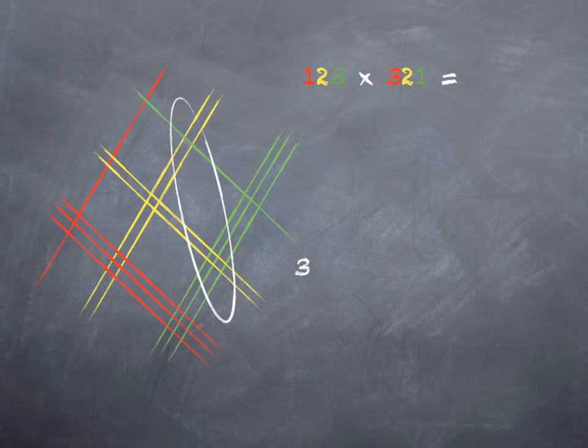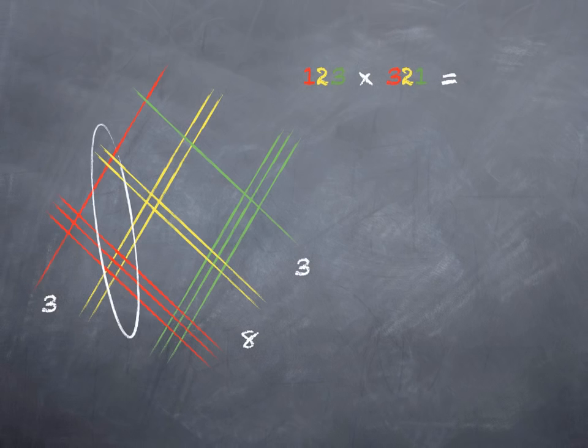Next up, I have yellow intersecting green, which means I'm getting tens and ones. So out of that, I'm going to get tens. If I count up those intersections, there are 8. So 8 goes in the tens place. On the left, I get 3 intersections, but that's hundreds and hundreds, which gives me 10,000s. So 3 goes in the 10,000s place.